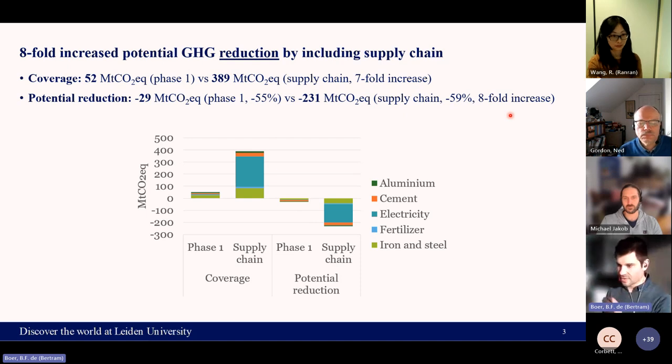The last part of our exercise was to evaluate the sectors that are currently under scope.